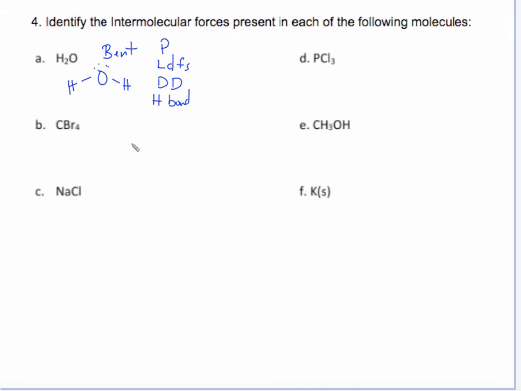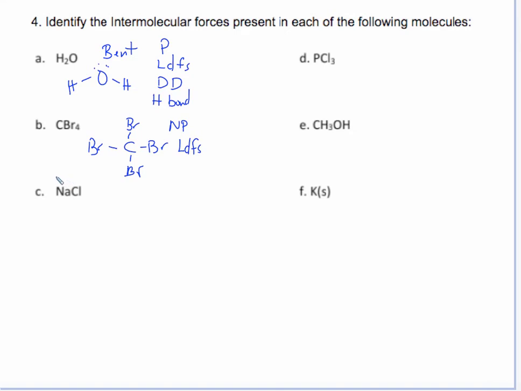Okay, B, CBr4. So you draw that one. If you draw that, you end up seeing that it's tetrahedral. I'm not going to put all the lone pairs on it, but because it's tetrahedral and all four things are the same, it's nonpolar, so it only has London dispersion forces.